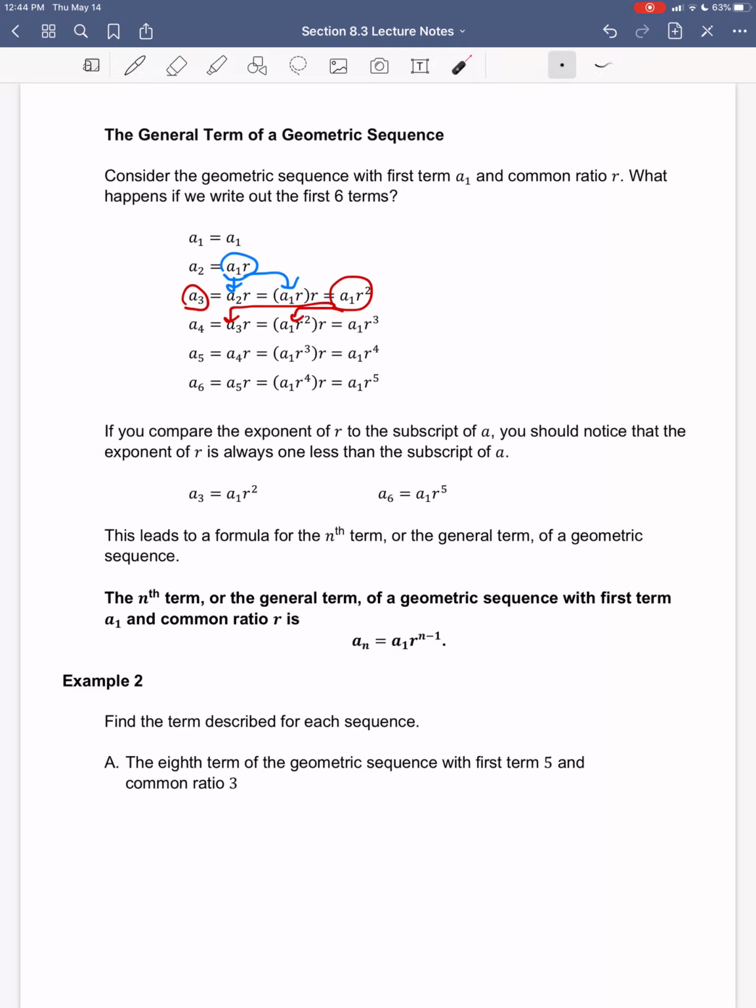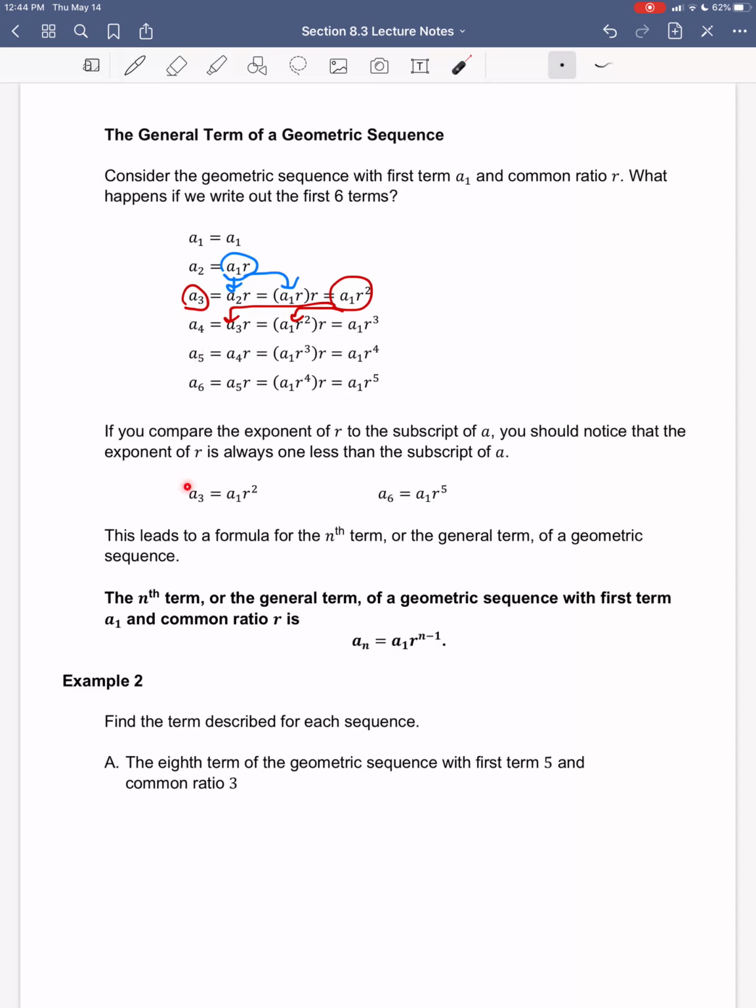And what happens then, every time we're just multiplying by another r. So I multiply by r once, I multiply by r twice, I multiply by r 3 times. If I want to get to the sixth term from the first term, there's 5 terms I have to make up in between there. So I have to multiply by r 5 times.